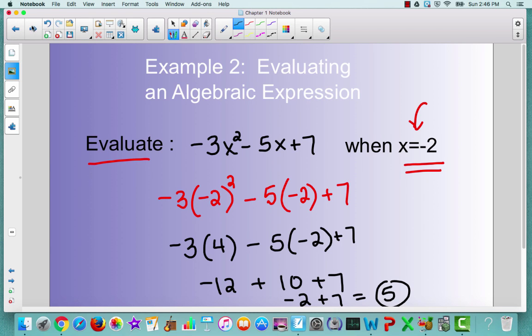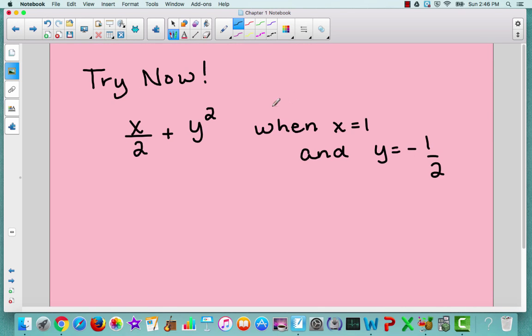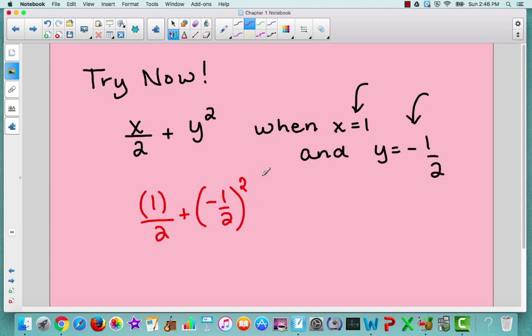All right, so why don't you try? When we're evaluating, be very careful. You've got to be careful because I'm not always just going to give you one variable. I could give you 1, I could give you 2. This time I gave you 2, but I could give you 3, I could give you 4. It still just means the same thing. When you plug it in, put it in parentheses. So I still do it all the time. And there's my parentheses, okay?